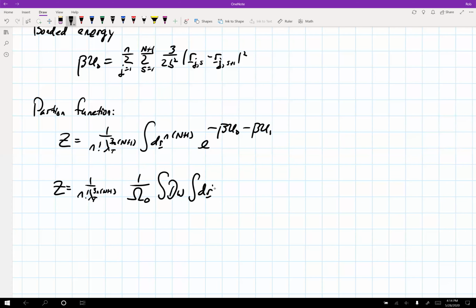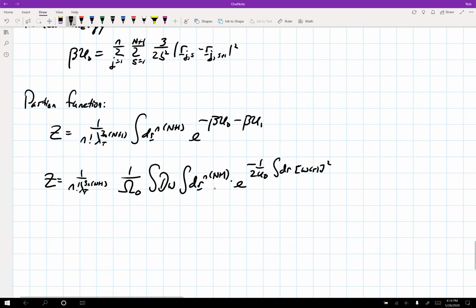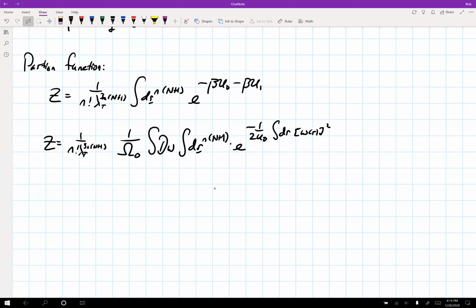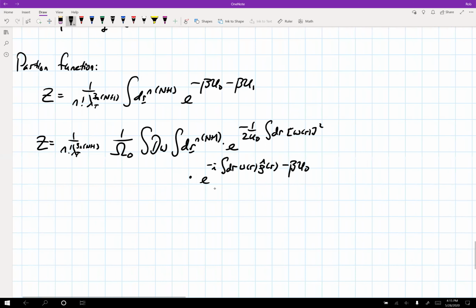And at this point, we still have the particle coordinates in our problem. And then the thing that this is going to be multiplied by, so we'll have e to the minus 1 over 2 u0. And this 1 over 2 u0 comes from the functional inverse of the potential. Integral dr w of r squared. And then all the stuff that contains the molecular coordinates, this is going to be multiplied by e to the minus i integral dr w of r rho hat of r, right? This is the part that comes from the Gaussian integral. And then we still have our bonding potential to carry around, right? So that's still part of the problem.